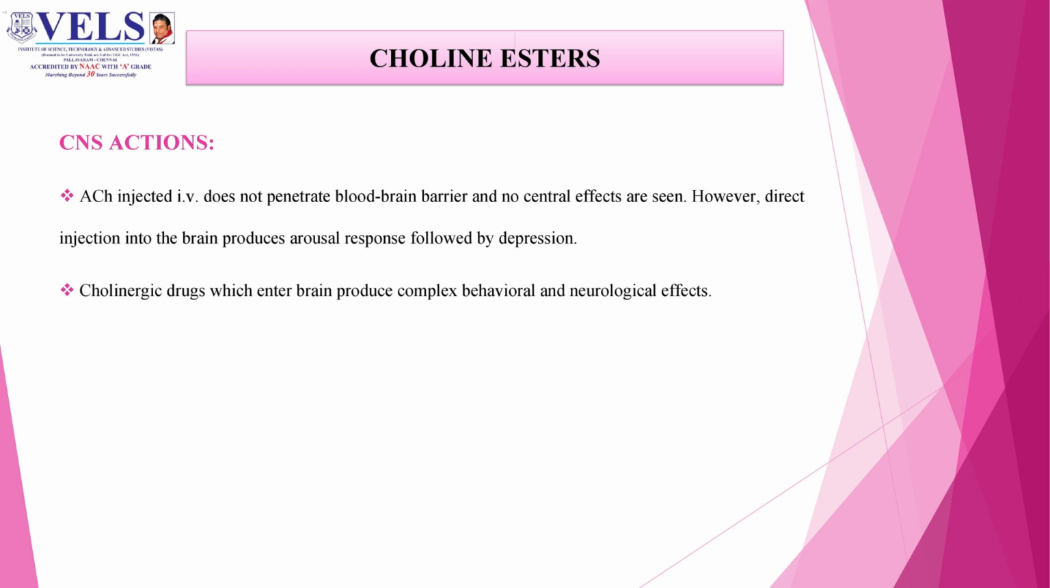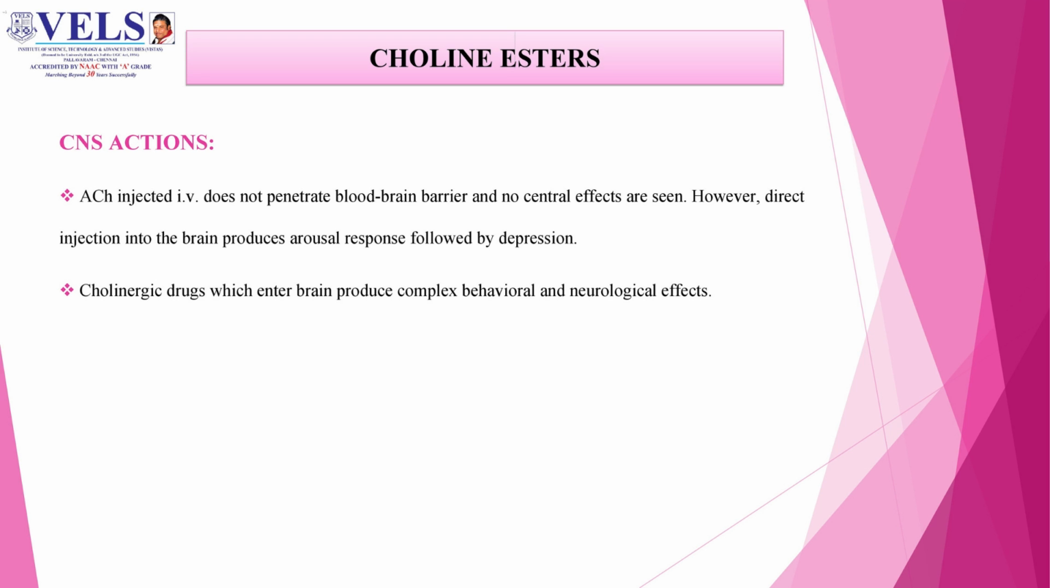Then acetylcholine action on the central nervous system. When injected IV, acetylcholine does not penetrate the blood-brain barrier and no central effects are seen. But direct injection of acetylcholine into the brain produces an arousal response followed by depression, that is, stimulation followed by depression. The cholinergic drugs which enter the brain produce complex behavioral and neurological effects.